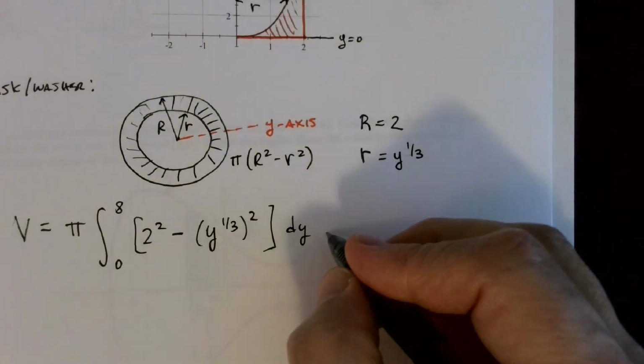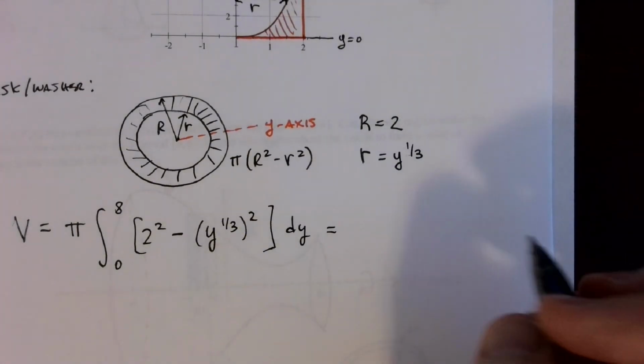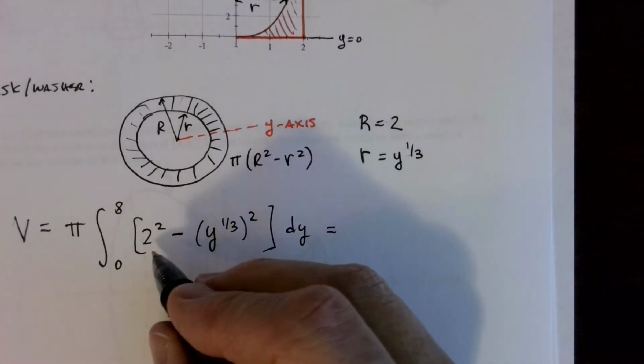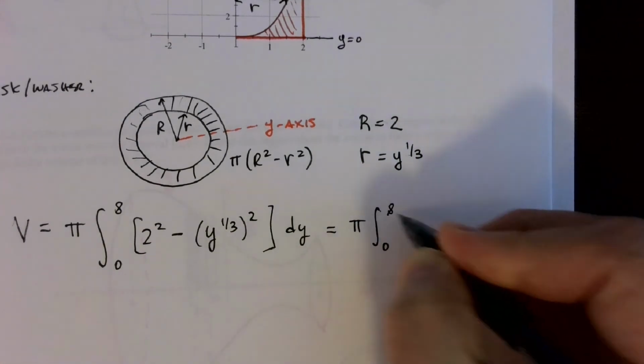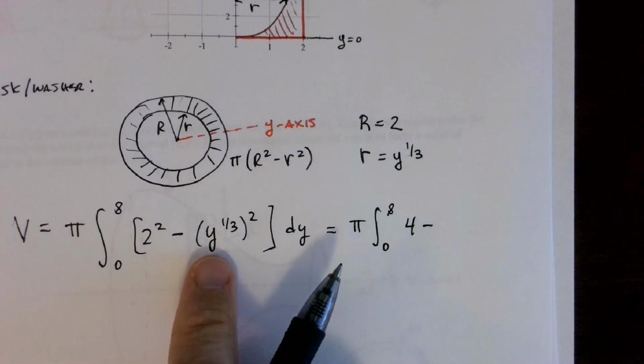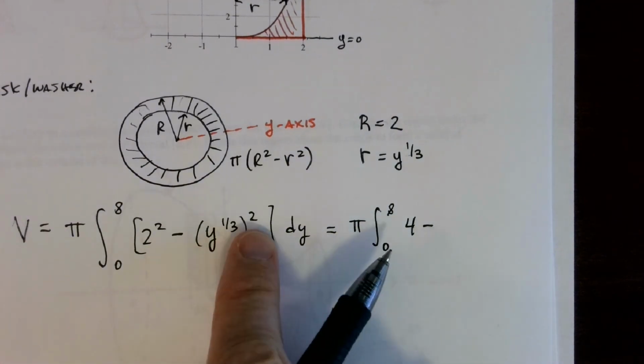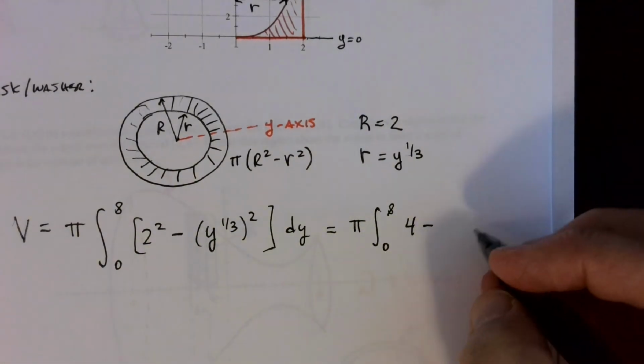I guess we'll clean this up. We're just going to evaluate this. So I've got 2 squared is 4, and y to the 1/3 squared, 1/3 times 2, is y to the 2/3.